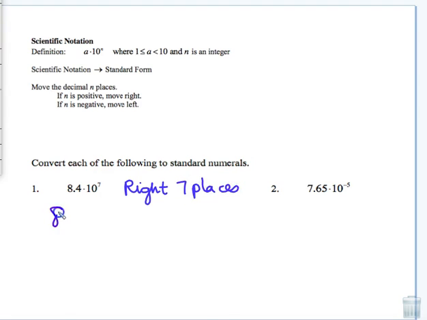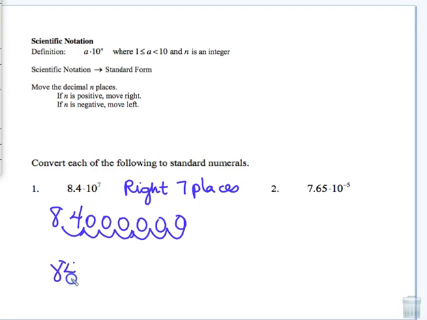So what I start with is 8 and 4/10. I go 1, 2, 3, 4, 5, 6, 7. And then I fill those in with zeros. And then I'm going to add my commas. So what I end up with is 84 million. And I'm going to actually write that a little nicer.